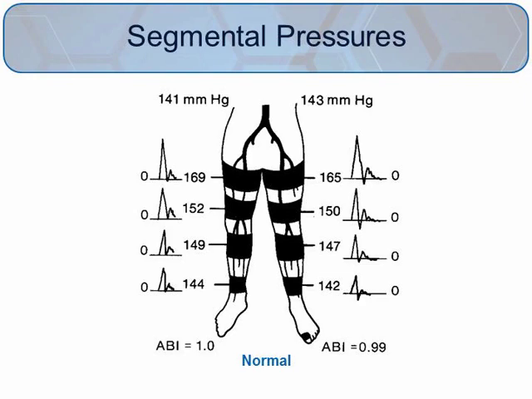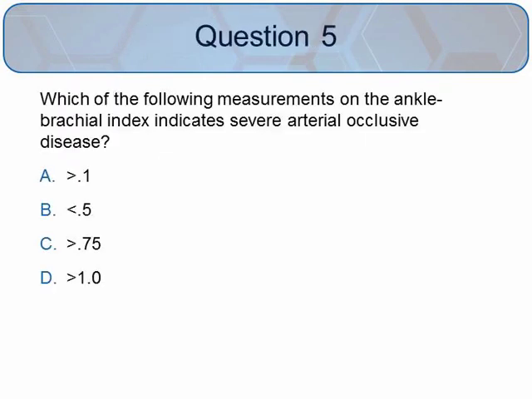Also, when you do segmental pressures, you're going to get ankle brachial indices. And ABIs are where you take the ankle pressure, and that's divided by the brachial pressure, and you end up with an index. Now, normally, the ankle pressure should be the same or slightly higher than the brachial pressure. The way I explain it to patients is I say your ankle pressure should be 100% to 120% of whatever your brachial pressure is. That brings us to question 5.